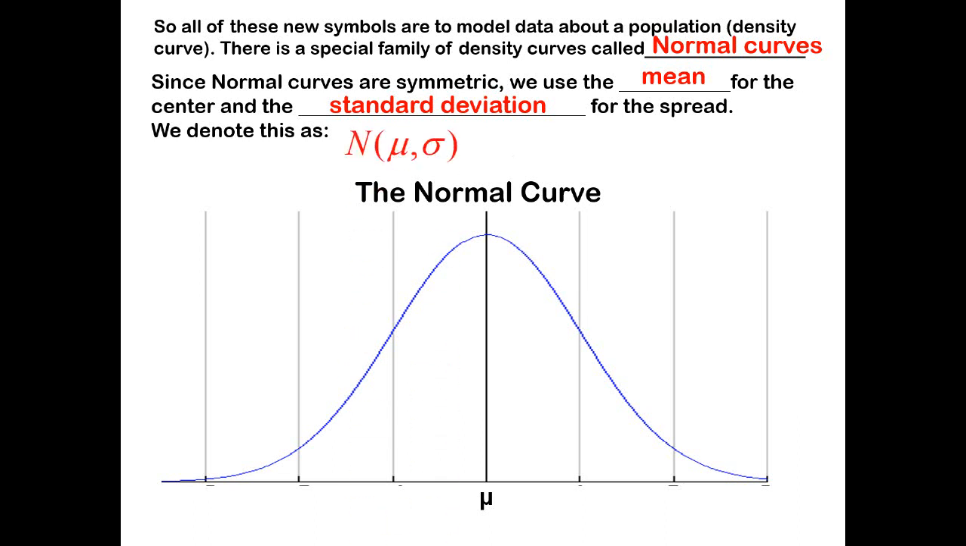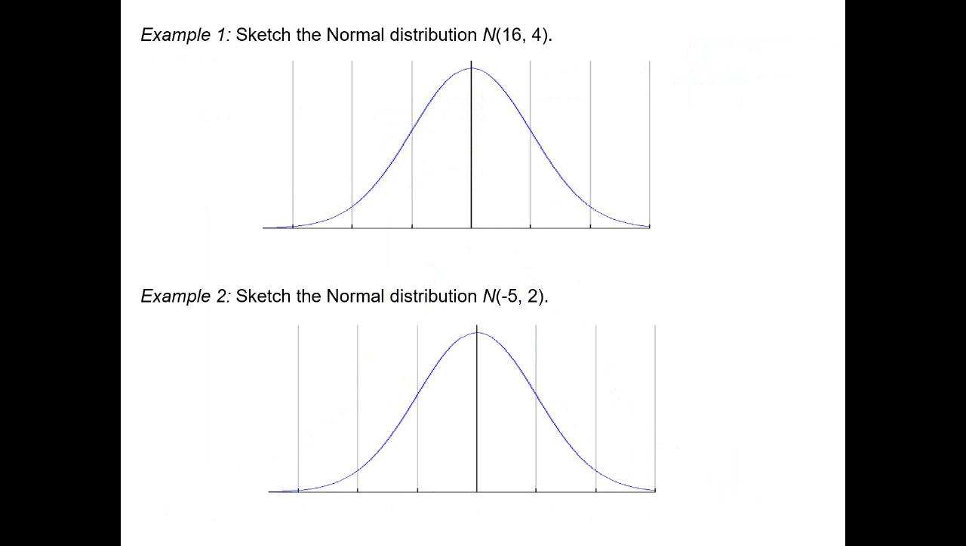We're going to talk about why that is as we move through this unit. The notation that we can use when we have a normal curve is using N, with the first number inside the parentheses being the mean and the second number inside the parentheses being the standard deviation. So N(μ, σ). When we draw our normal curve, we'll often denote 3 standard deviations to the right of the mean and 3 standard deviations to the left of the mean.